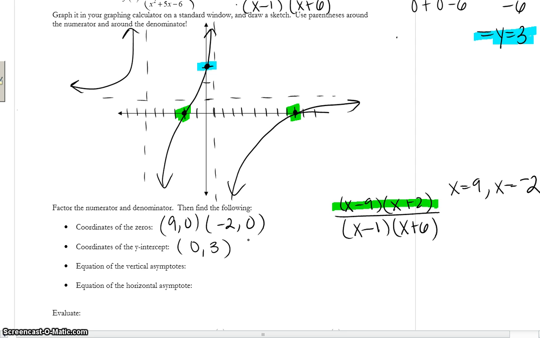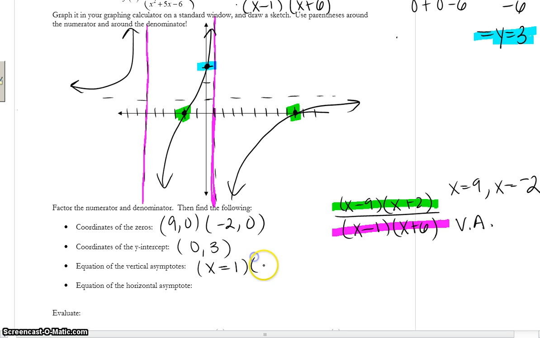So now it says find the equation of the vertical asymptotes. Our vertical asymptotes are right here at negative 6 and right here at positive 1. And what do we notice about that? It's in our denominator. So our denominator tells us that our vertical asymptotes are at x equals 1 and x equals negative 6. Now to find a horizontal asymptote, we actually have rules for it.